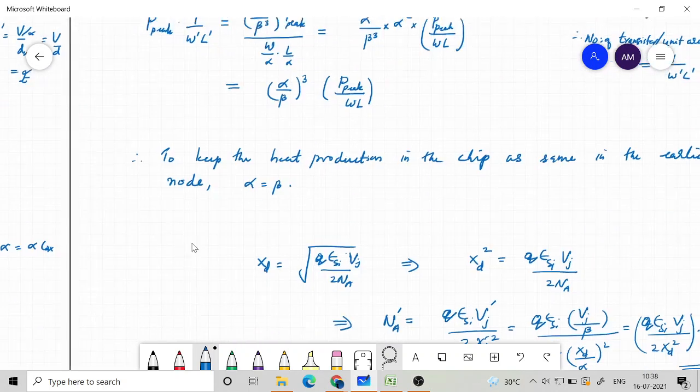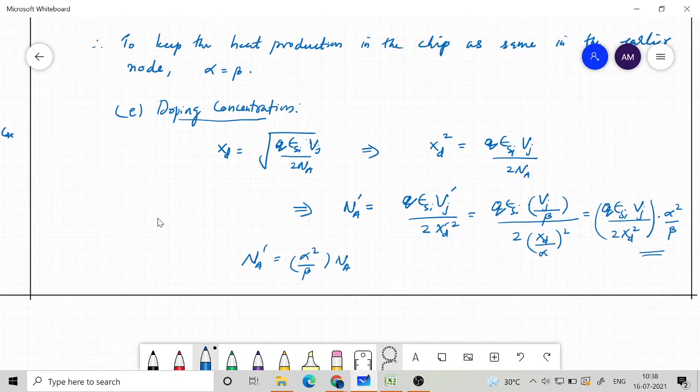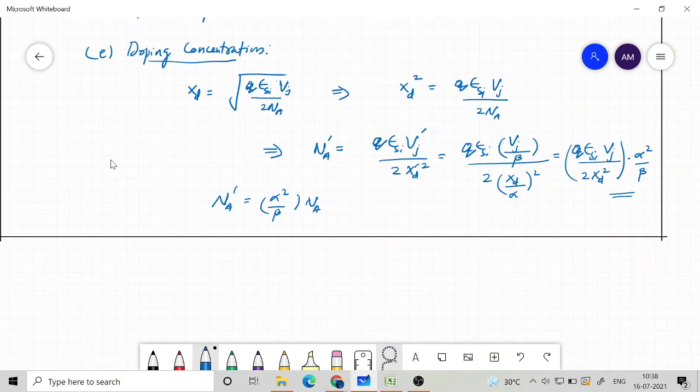So there is a criterion that is imposed on the doping concentration. Otherwise, the depletion region will become very, very big. So we need to scale down the depletion region width in order to have a proper operation of the MOSFET. So in generalized scaling, it is alpha square by beta. If beta is equal to 1, then doping has to be increased by a factor of alpha square. But if alpha is equal to beta, you have to increase it by alpha. So definitely you have to increase the doping concentration in order to reduce the depletion width.